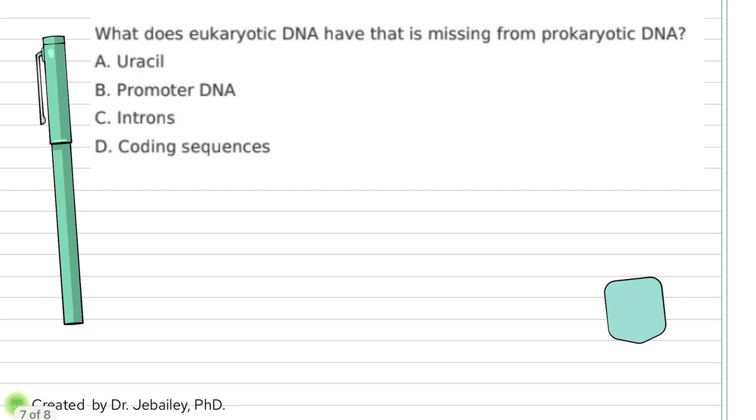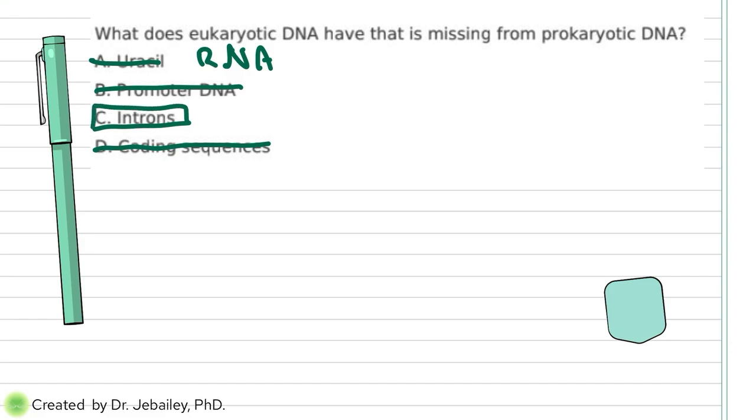Next question here. It says, what does eukaryotic DNA have that is missing from prokaryotic DNA? Now, it's not uracil, because uracil is all about RNA, right? So that can be eliminated. Now, what is it about? We will say the promoters in DNA. No, you do have promoters every time you're doing transcription on both sides. So promoters can be found in any kind of DNA, so it's definitely not it. Coding sequence, every single DNA can code, right? Everybody has it. You have coding sequences in prokaryotes and in eukaryotes.